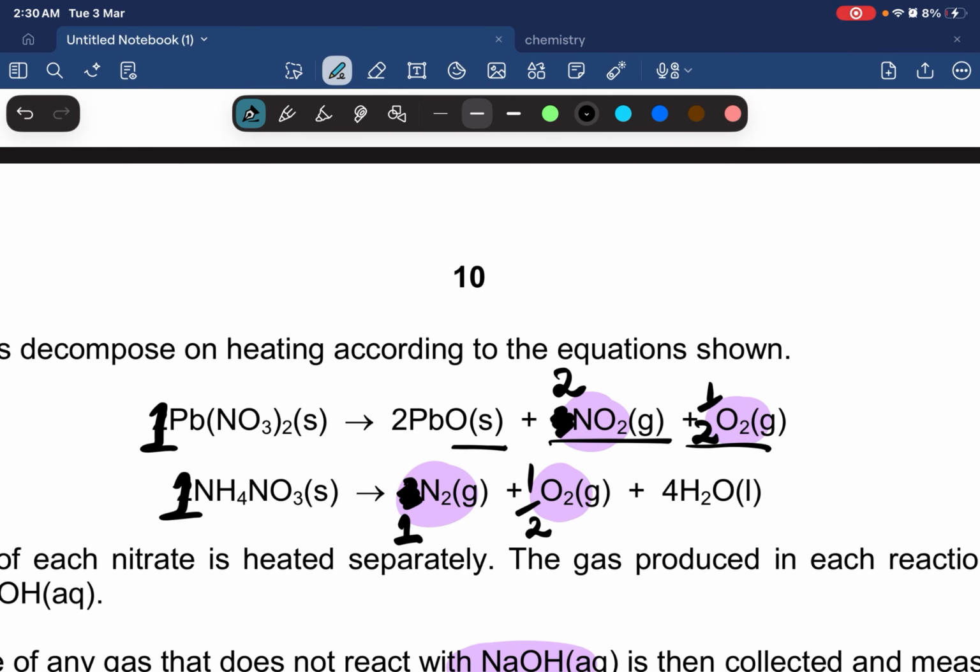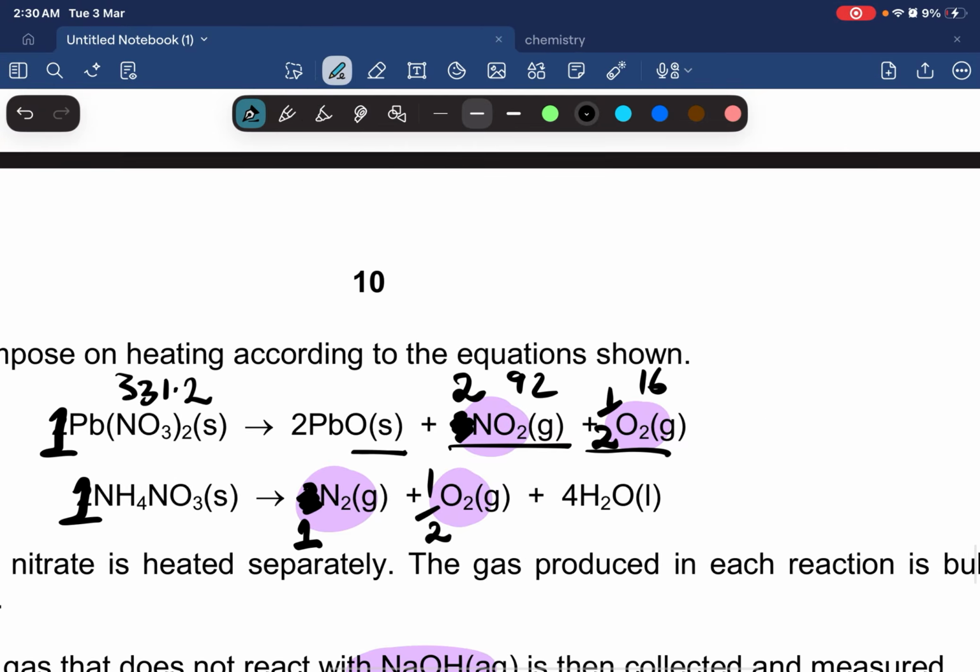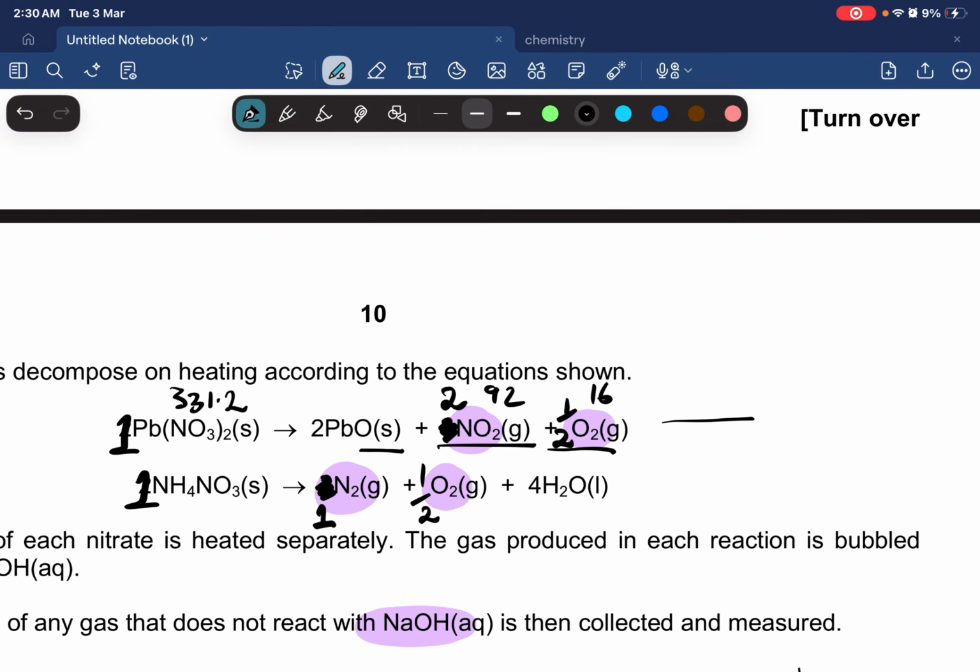207.2. 14 plus 16 times 6. So the mass of this thing comes out to be 331.2. And the mass lost is going to be 2 times NO2. So 2 times the mass of NO2, which is 14 plus 16 plus 16. That is 92, plus half times oxygen, which is 16. So 16 plus 92, that's the loss. 108 upon 331.2 times 100%. Let's check out what's the percentage loss.